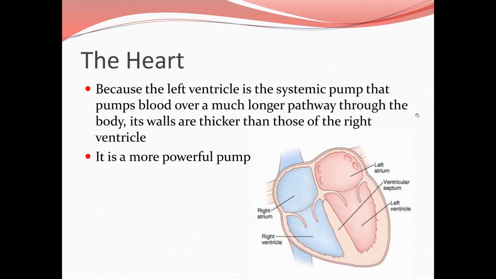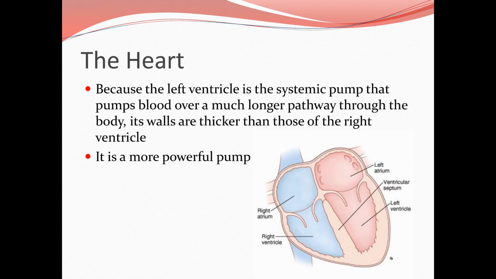So again, as was mentioned earlier, the left side of your heart is generally more powerful. Your heart is more or less in the center of your chest, but it definitely sticks out in one direction compared to the other, and that's because the left ventricle is just so much more muscular.